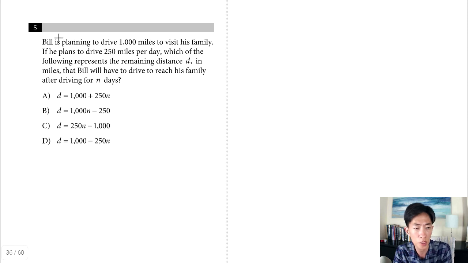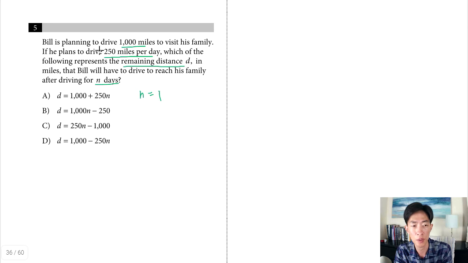Question 5. Bill is planning to drive 1,000 miles to visit his family. If he plans to drive 250 miles per day, which of the following represents the remaining distance D in miles that Bill will have to drive to reach his family after driving for n days? All right, so if problems like this generally confuse you, the best strategy is to start picking very easy numbers for n. So let's say n equals 1.